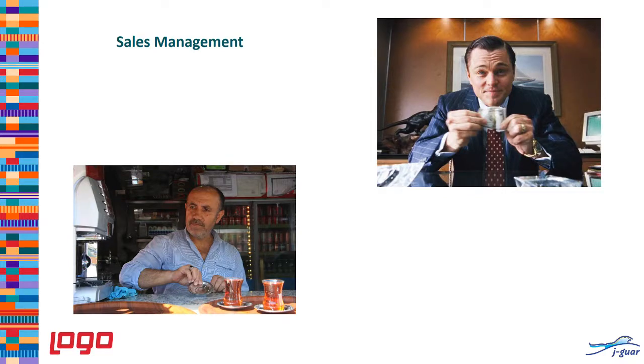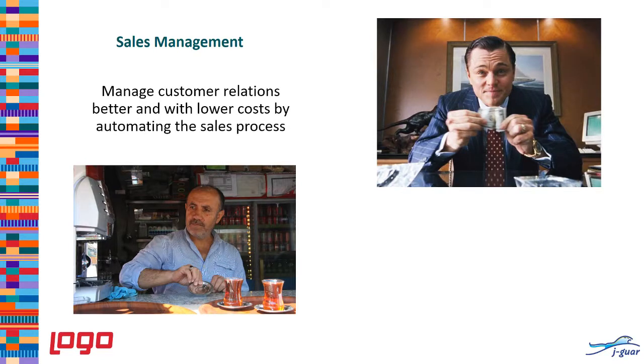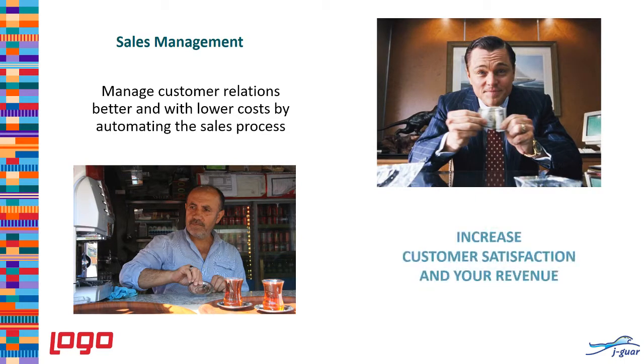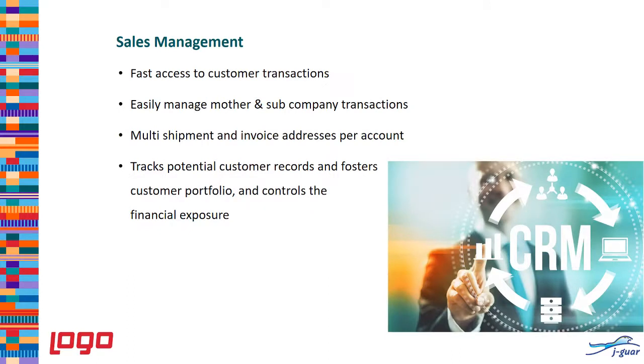And selling means that you gotta be able to manage your customer relations better by lowering your costs and automating your sales processes. Why do you want to do all of this? You want to do this to be able to increase your customer satisfaction, and you want to be able to generate more revenue. Now, some of the highlights of sales management can be summarized as: sales management can manage all transactions related to customers very fast and rapidly through a single browser.